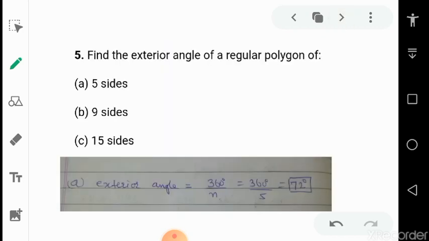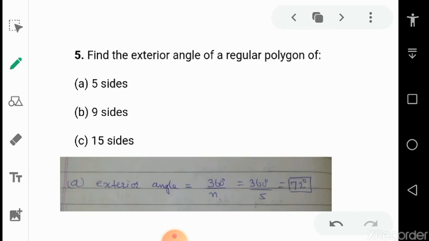Okay, next is find the exterior angle of the regular polygon of 5 sides. So this is the reverse question of the last. Here number of sides are given and we will find the value of exterior angle. Again we will divide 360 degree by n. Here n is the number of sides.